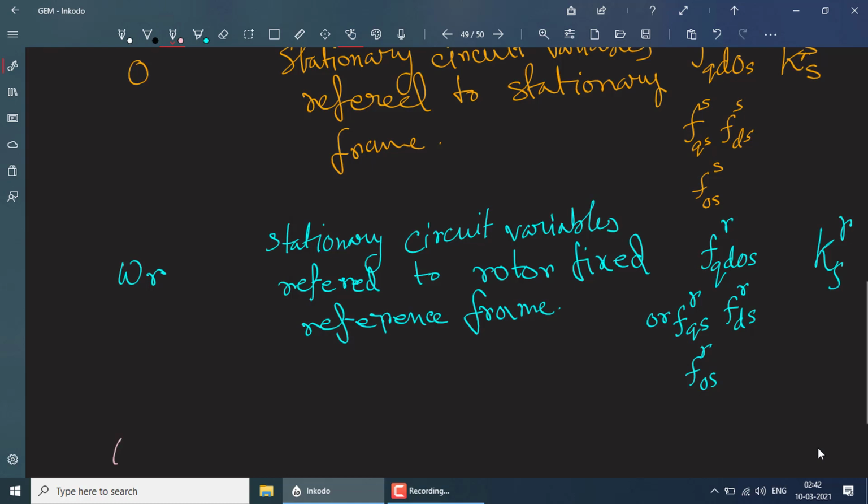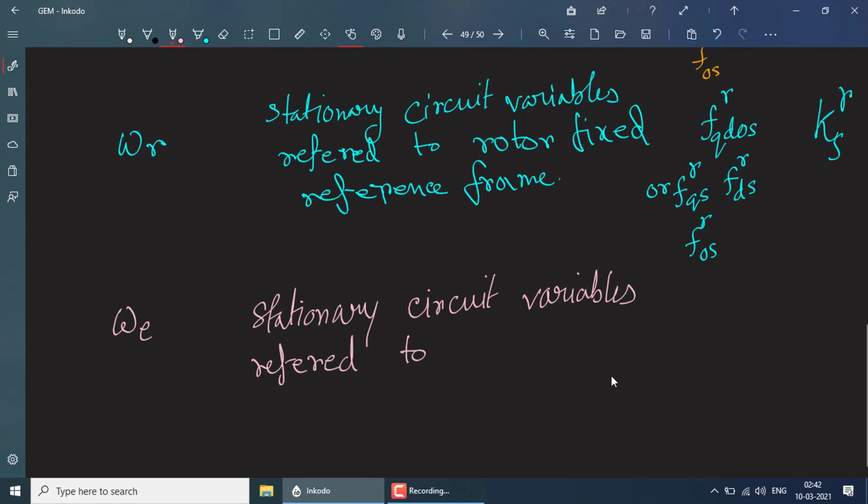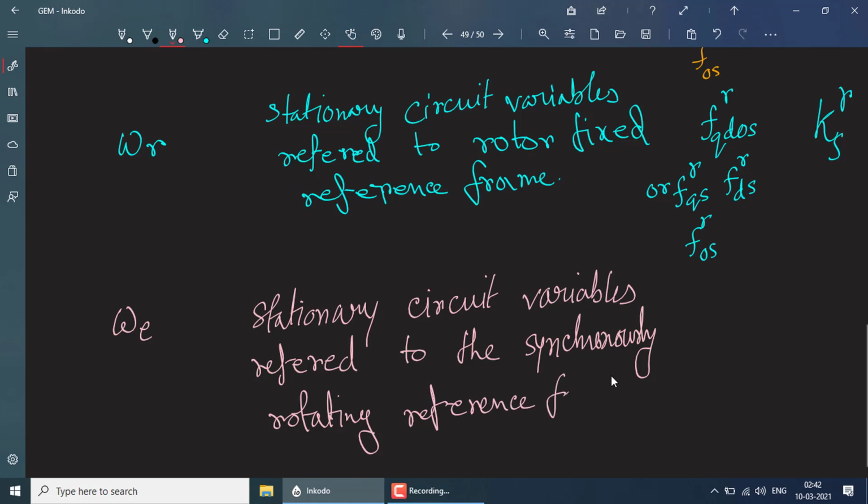Now the last one is stationary circuit variables referred to the synchronously rotating reference frame.